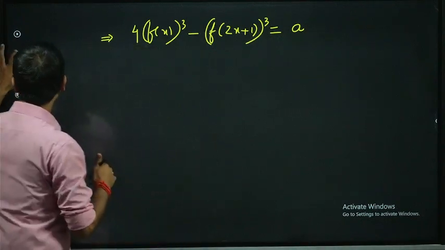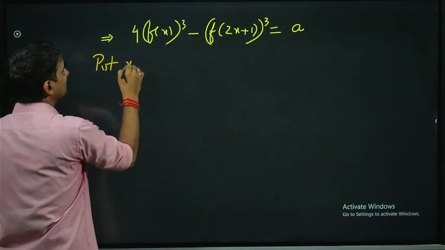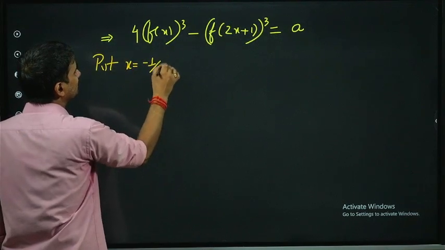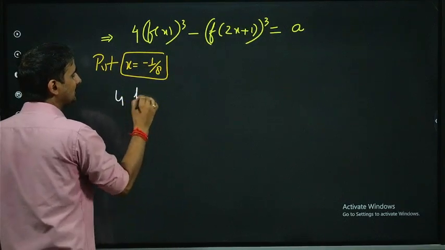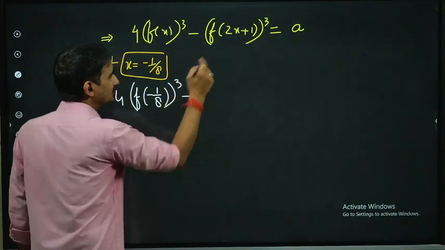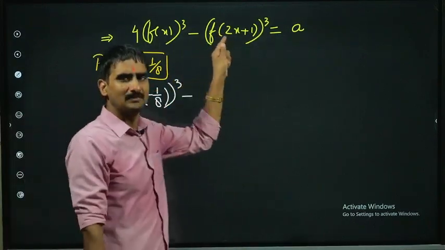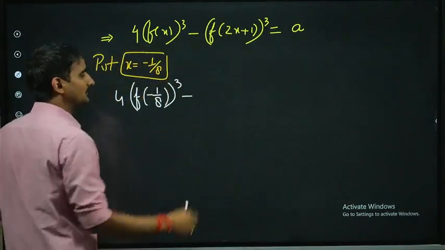So let's put x as minus 1 by 8. So put x is equal to minus 1 by 8 here, bachcho. Okay, so let's do it. So it is 4 times f of minus 1 by 8 whole cube minus, when you substitute x by minus 1 by 8, what do we get? We get minus 1 by 4 plus 1, which is 3 by 4.